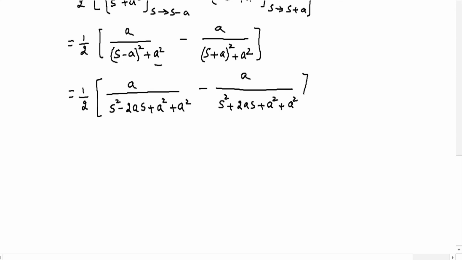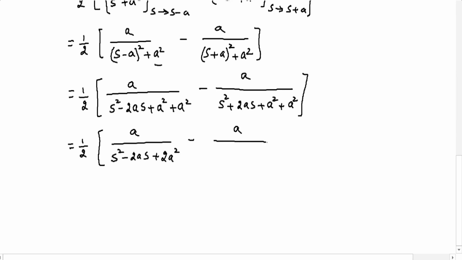I just expanded it. Further simplifying, you will be getting the value equal to 1 by 2 times a by, it is s square minus 2as plus a square plus a square, which will be 2 times a square. Here minus a by, this is s square plus 2as, again a square plus a square will be 2a square.